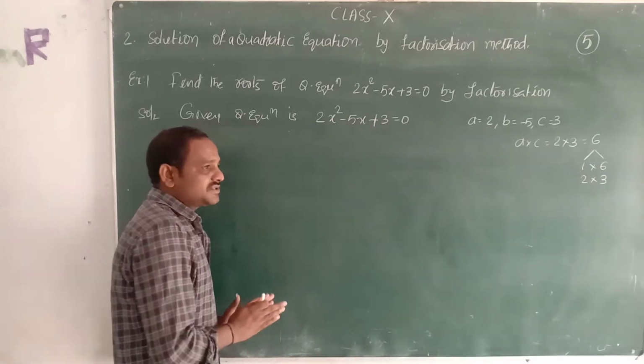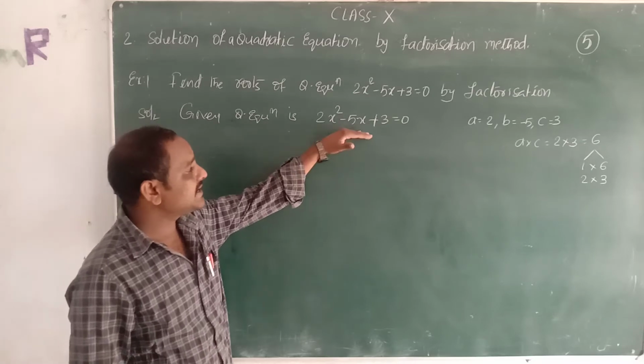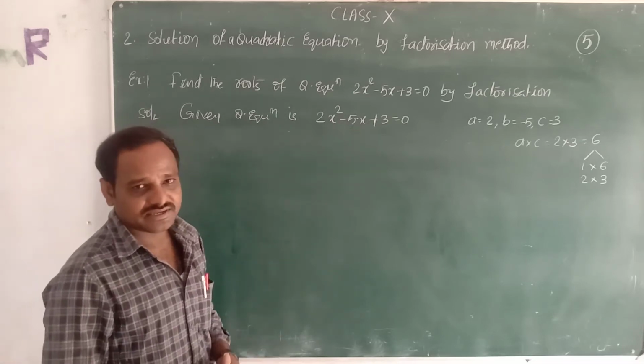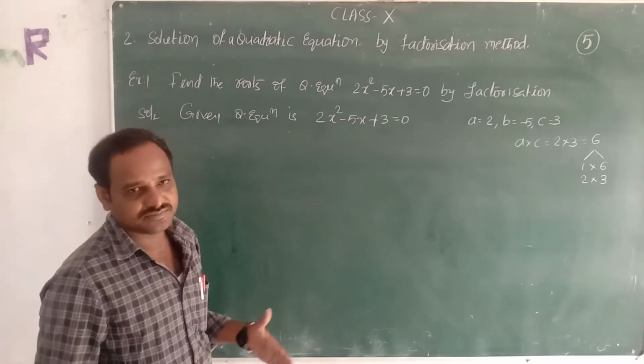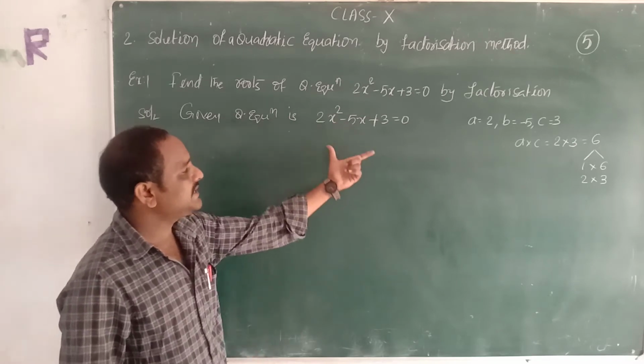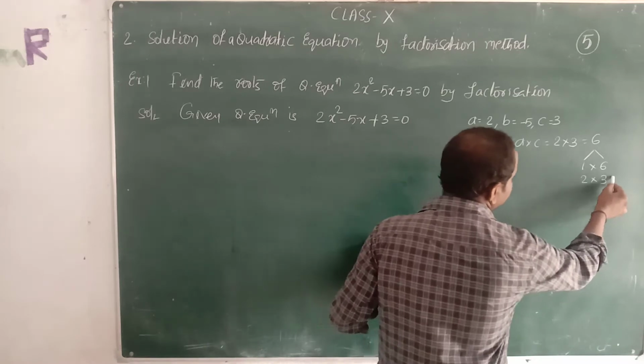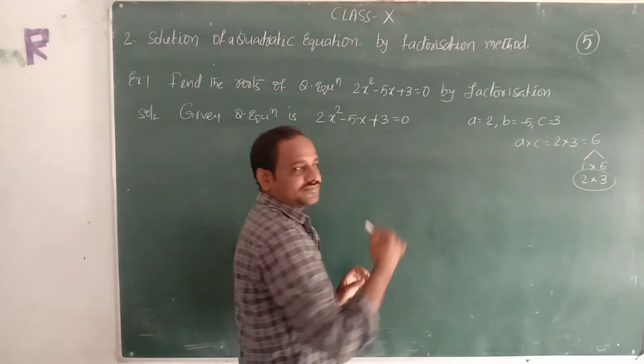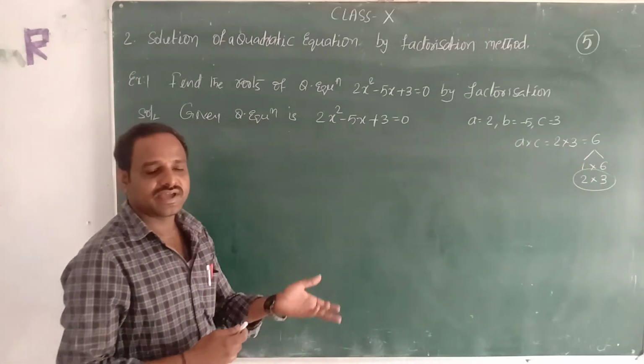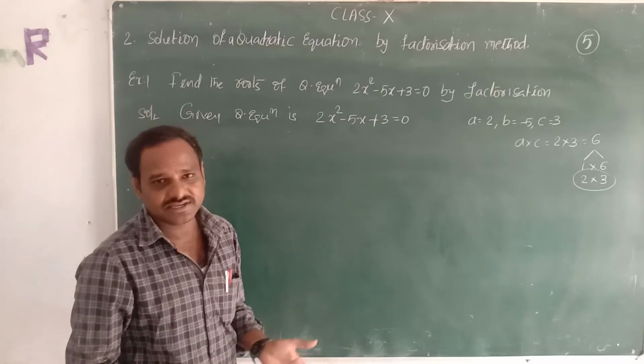So first we have to split the middle term into two terms. Minus 5x, we have to convert that into two terms. You have to split it into two terms. Where is it possible? If you take 2x and 3x, how much will we get? 5x. If we add 2x and 3x, we get 5x.